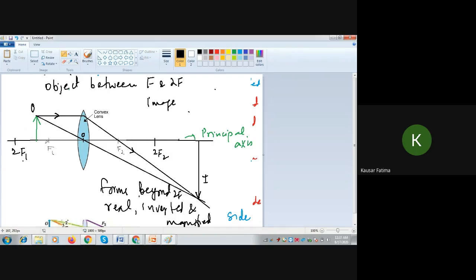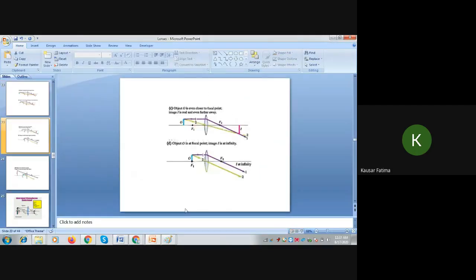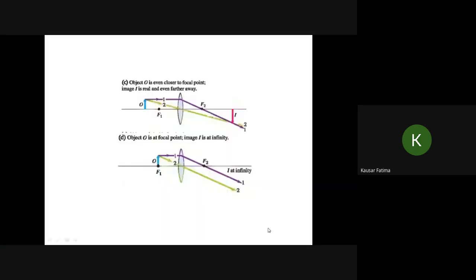What happens when we place the object at f? If you place the object at f, the rays will become parallel to each other and the image will be formed at infinity. You can see this object is at f, the rays after passing through the lens have become parallel to each other. It means at a very long distance they will be meeting. It means the image forms at infinity. When the object is at f on this side, the image forms on the other side at infinite distance.